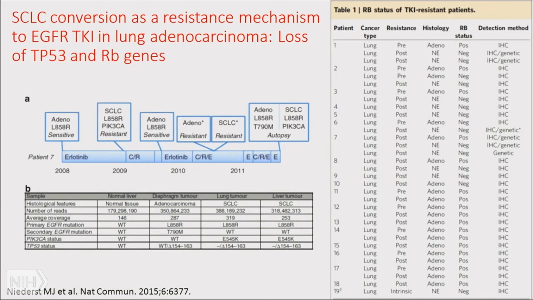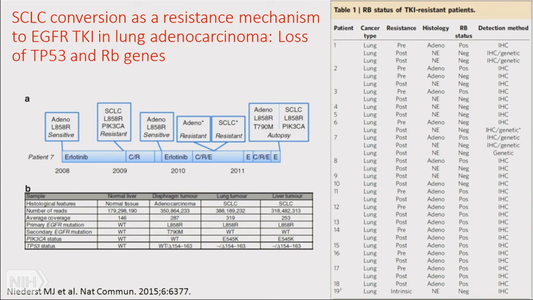All right, so I mentioned earlier that small cell lung cancer can also develop in patients with lung adenocarcinoma after treatment with a tyrosine kinase inhibitor. So this is a case series reported by Dr. Jeffrey Engelman at Dana-Farber. Panel A depicted the disease course of one patient with lung adenocarcinoma. This patient was diagnosed with lung adenocarcinoma with the EGFR sensitizing mutation, L858R, in 2008. So the patient was treated with erlotinib.